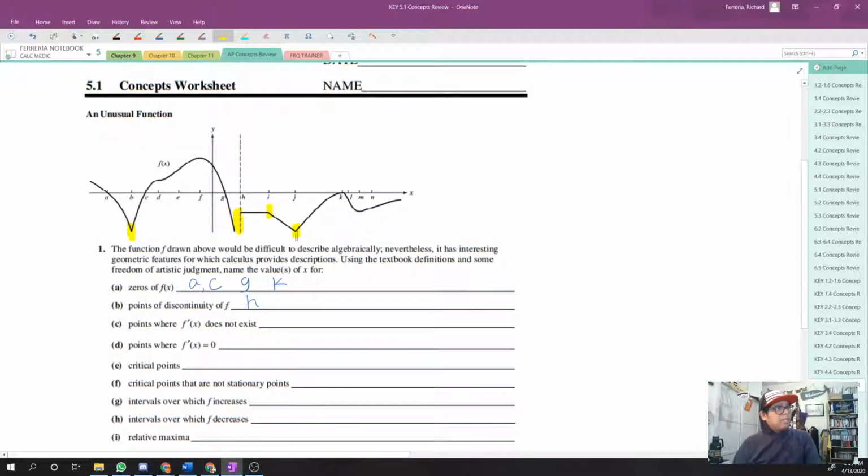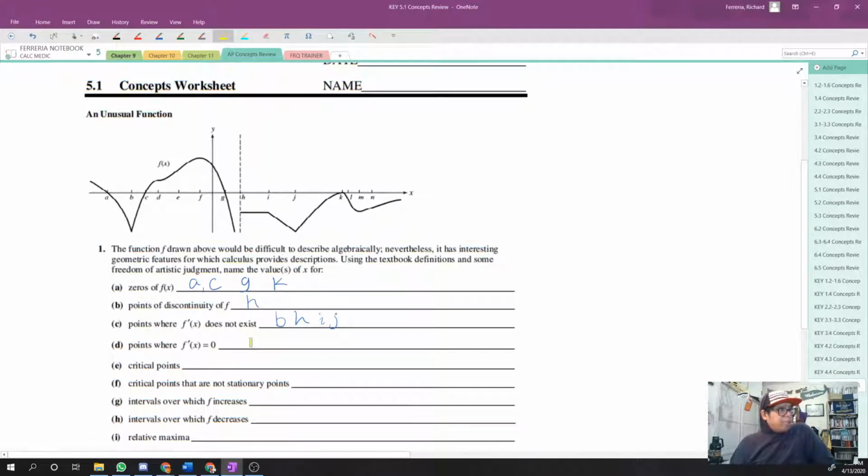Here's another place. Are there any places where the tangent line would be vertical? And I'm not seeing any, but that's another place where the derivative doesn't exist because the slope doesn't exist. A vertical tangent line means the slope does not exist. So what do we have? B, H, I, and J.